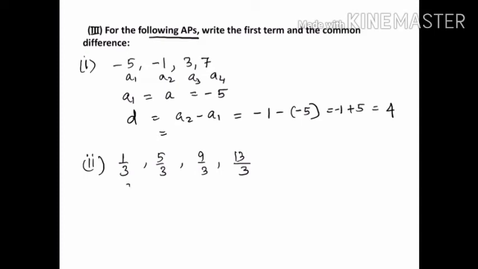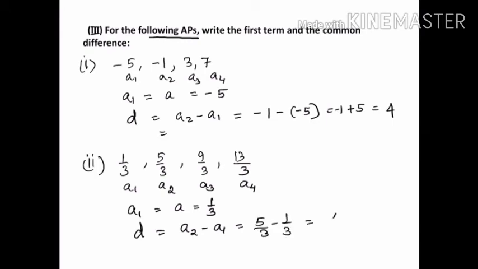In the second problem, 4 terms are given. So the first term is 1/3. Common difference will be A2 minus A1, that is 5/3 minus 1/3, which is 4/3.